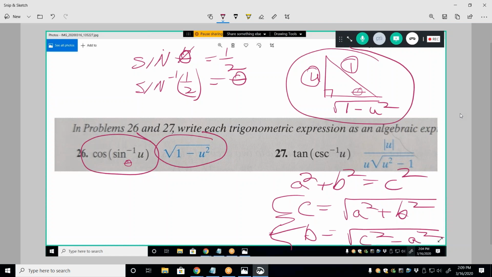And once I've done that, I can always figure out the third side using the Pythagorean theorem. And once you've figured out all three sides of the triangle, you can figure out what the cosine of theta is, the tangent of theta, the secant of theta, any trig function you want of that angle. They would all be different. In other words, what would the tangent of inverse sine of u be?